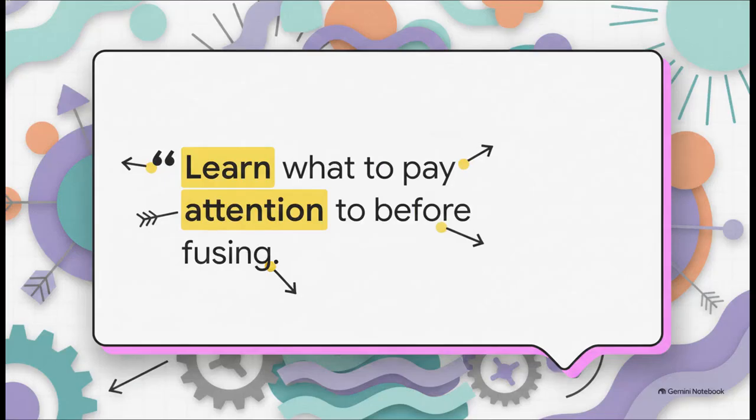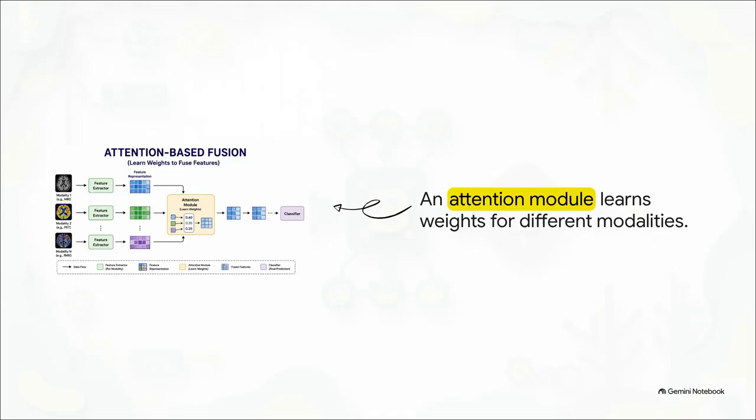Okay, the third and final intermediate subtype is attention-based fusion. The mantra here is, learn what to pay attention to before fusing. If you've been following AI, you know this is incredibly common in modern transformer architectures, and it is widely known for delivering absolutely stellar performance. Let's quickly break down this attention mechanism.